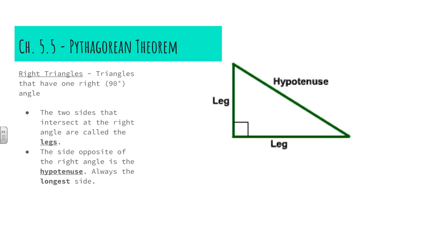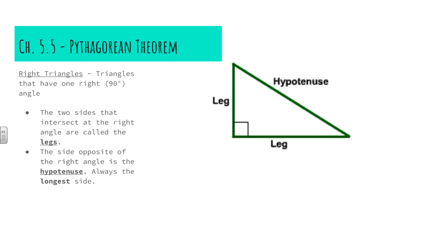screen, the Pythagorean theorem. The Pythagorean theorem is always, always, always about right triangles, okay? The Pythagorean theorem does not work on any other triangle besides a right triangle. So also, if the Pythagorean theorem works on a triangle, you know for a fact it is a right triangle because it only works on right triangles.